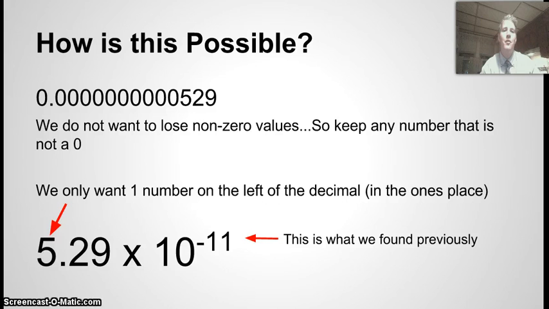Again, we want to keep those non-zero values, 5, 2, 9. Keep the 5 in the ones place. And that negative 11 came from how many times we moved.